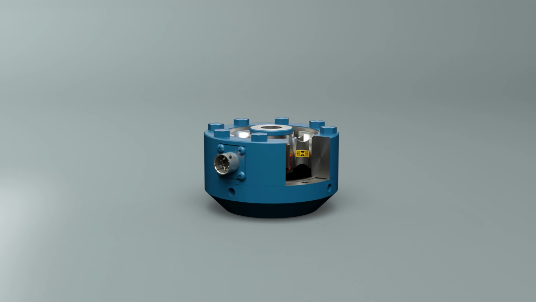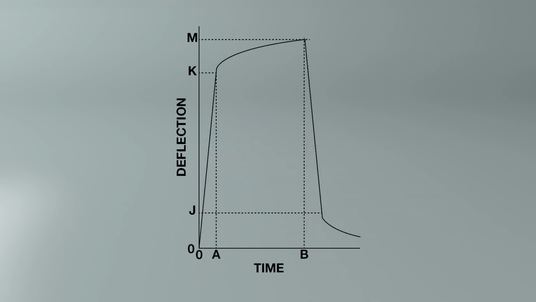Both loaded creep and creep recovery are exponential with time, as illustrated here. A force is applied in time 0 to A, and the deflection goes from point 0 to point K. Then in a stable loading condition, the deflection increases up to point M. During time A to B, this is positive creep. It is also possible that it could have been negative creep, in which case the curve from K to M would have gone negative rather than positive.